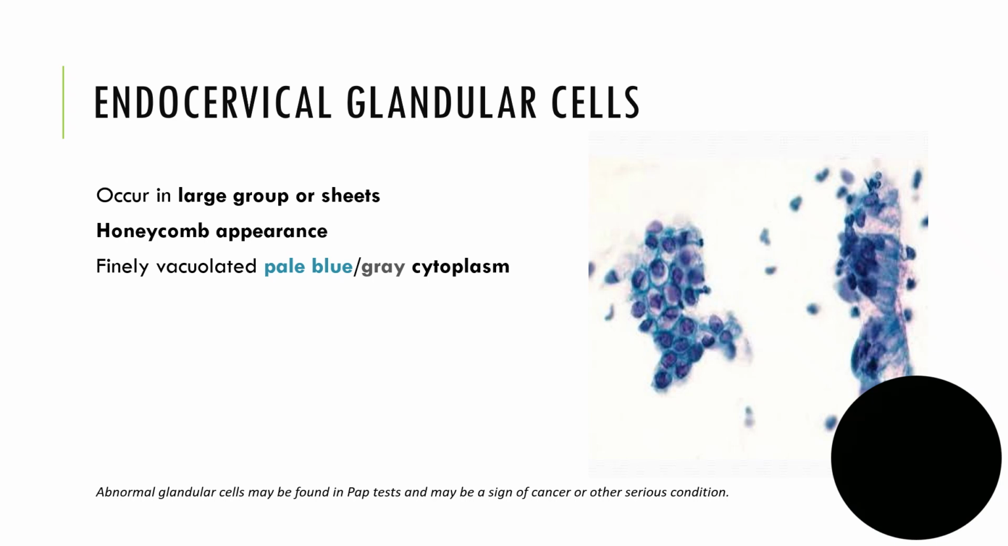For the clinical significance, abnormal glandular cells found in a pap smear, sometimes called AGC or atypical glandular cells, may indicate cancer or other serious conditions. Finding them requires careful follow-up, including colposcopy and possibly endocervical curettage.